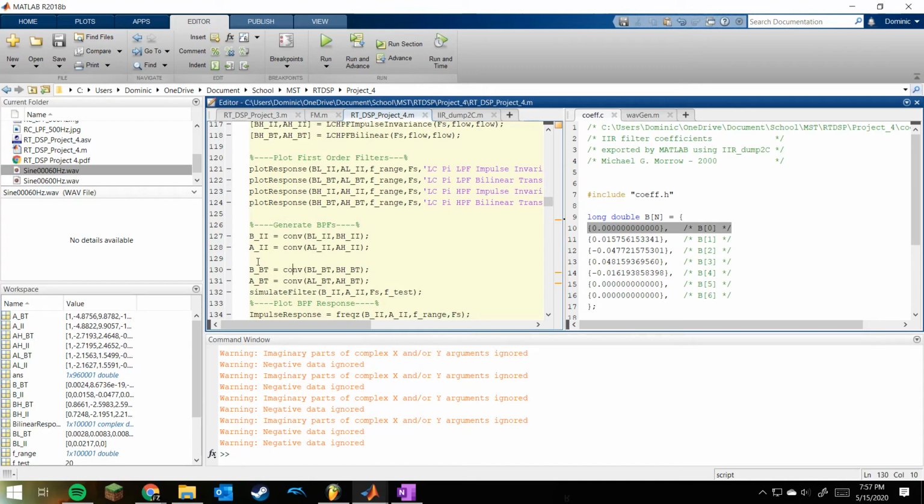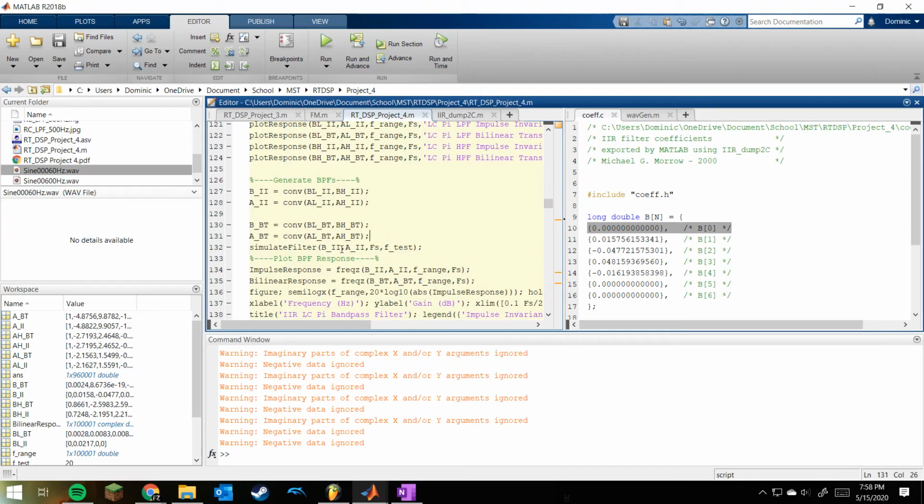So then we have here's the impulse invariance. Those are the B coefficients and then the A coefficients for the impulse invariance, low pass, high pass, and then the bilinear transform right here, low pass, high pass, numerator coefficients, low pass, high pass, denominator coefficients. And then we'll simulate the filter using the bilinear transform version.